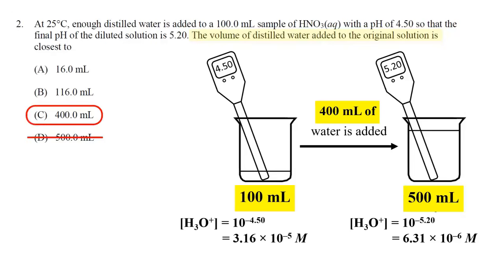So the correct answer to question 2 is not choice D, but rather choice C, the volume of water added to change the pH in this experiment. All right, well, hopefully that makes sense. And now let's take a look at question 3.